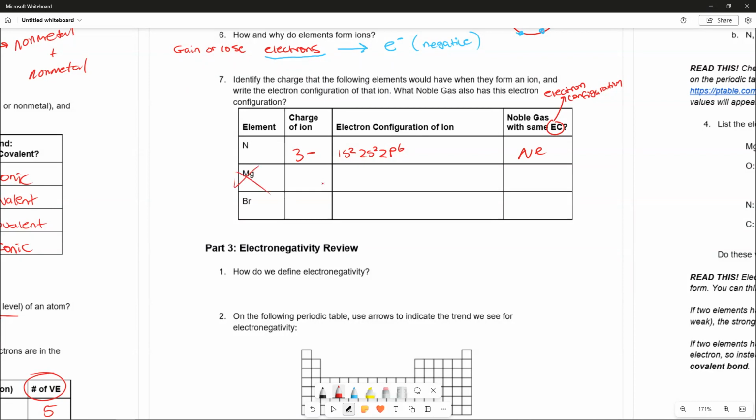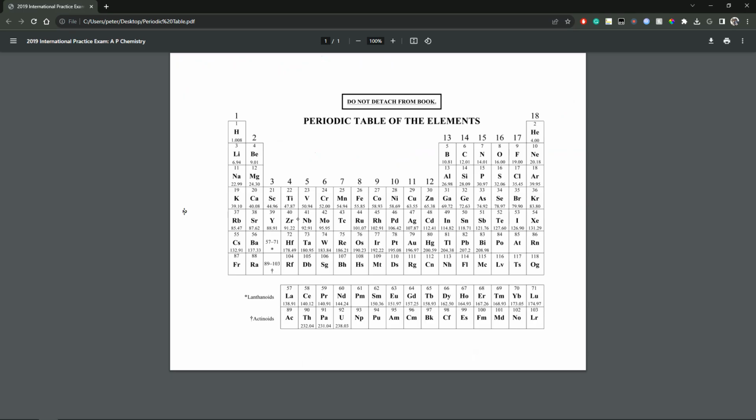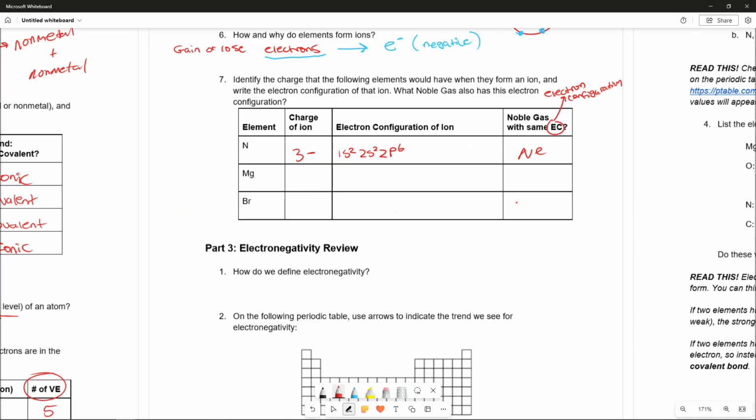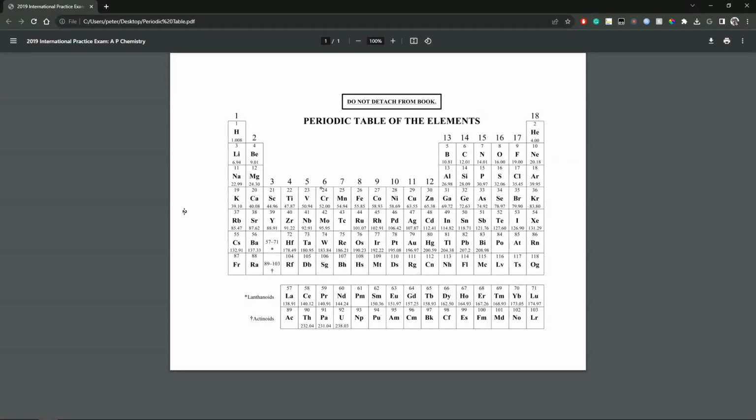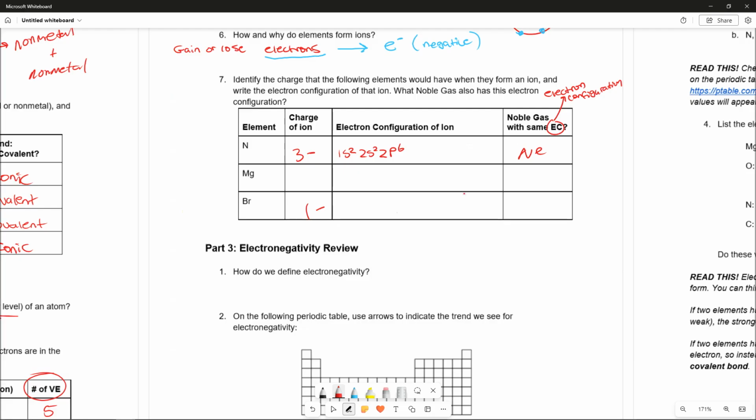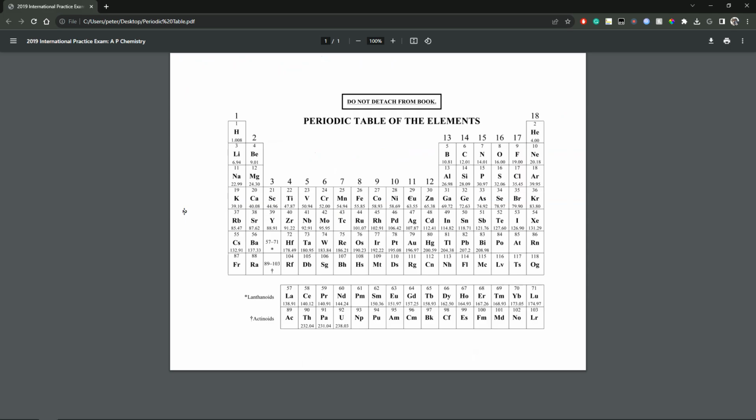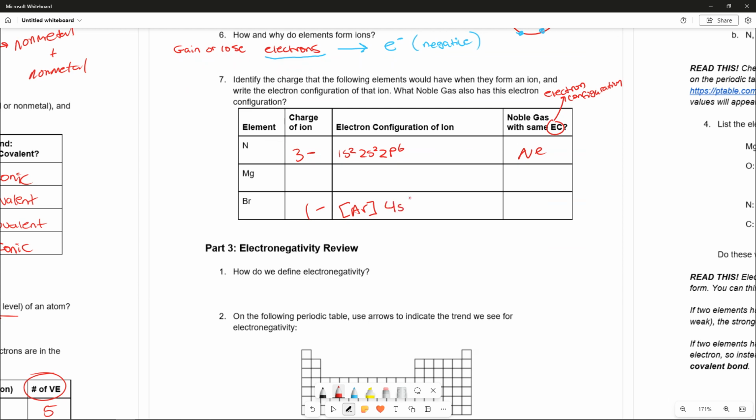All right, let's skip magnesium. You guys can do that as practice. And let's take a look at bromine. Bromine is element 35. It's a halogen, right? Let's write the electron configuration. So bromine has a charge of 1 minus because it's a halogen. It's in group 7: fluorine, chlorine, bromine. And if I use the noble gas because I'm not writing all that out, we have argon, 4s2, 3d10, and 4p1, 2, 3, 4, 5.